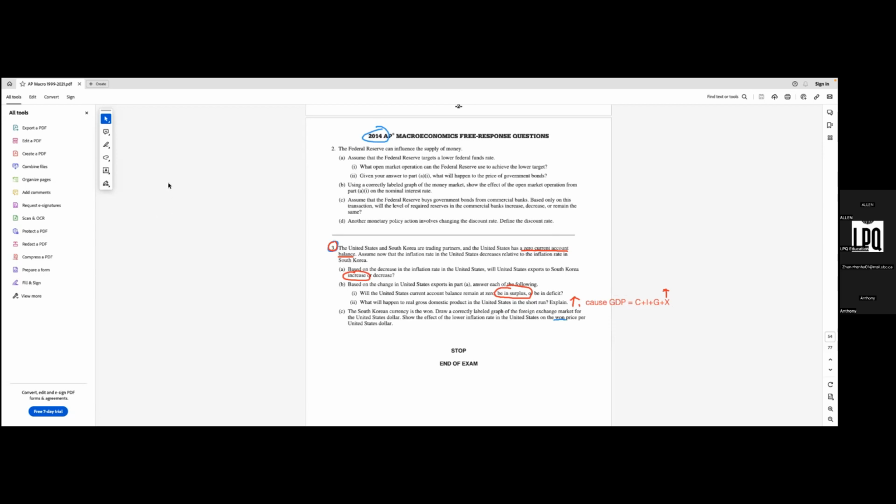The last one, you need to do the graph again, but this one is for the United States dollar. One more time, we need to label the horizontal axis with your home currency label. Because you are USD, you label the horizontal axis by quantity of USD. And this one is the price of USD.